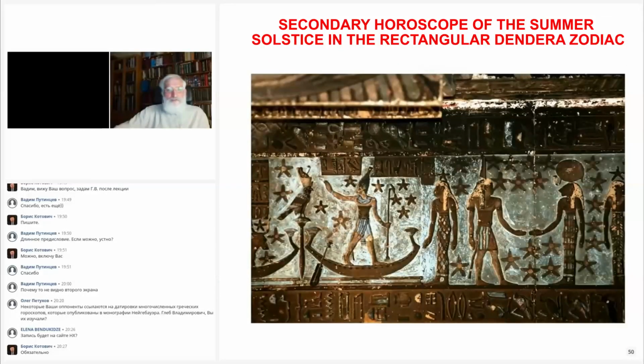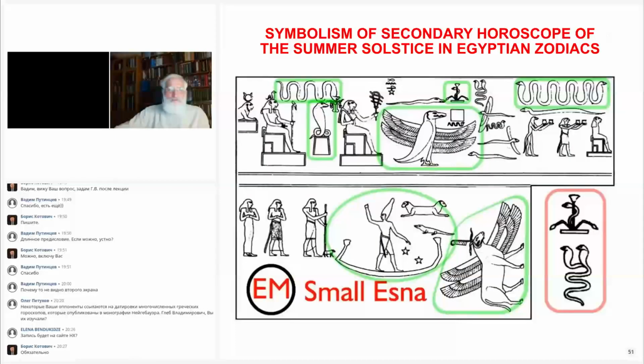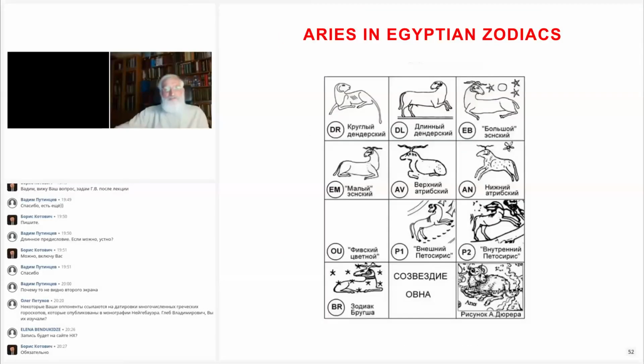This is the secondary horoscope of the summer solstice in the rectangular Dendera zodiac. The secondary horoscope in Gemini also arises here. And so on. In fact, we compiled tables.